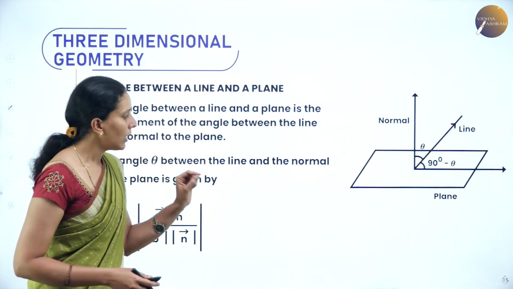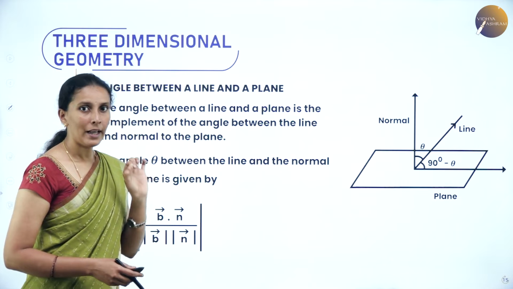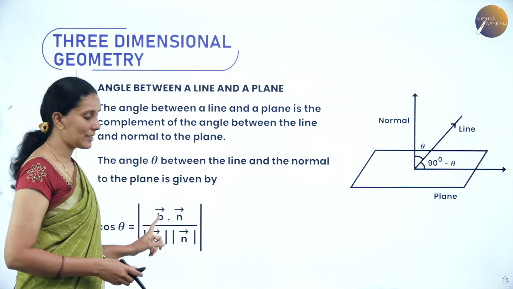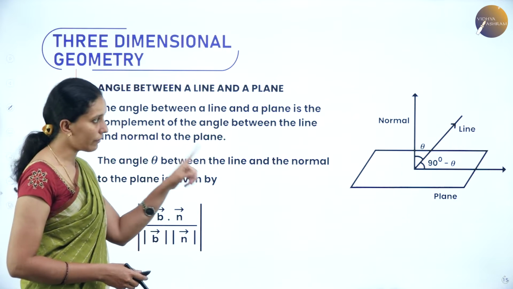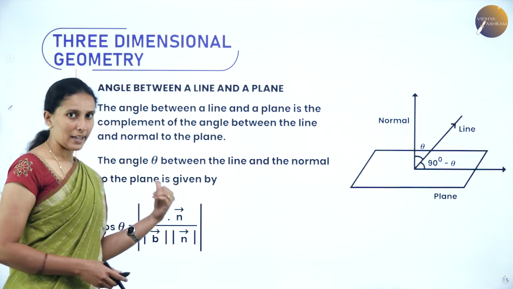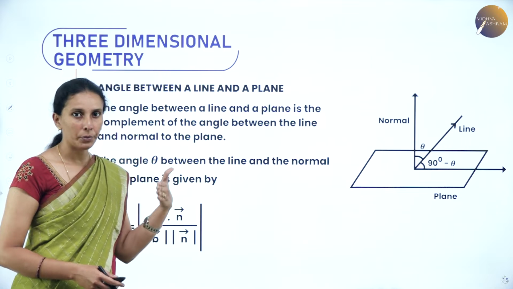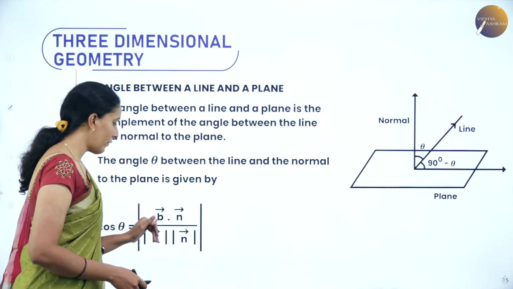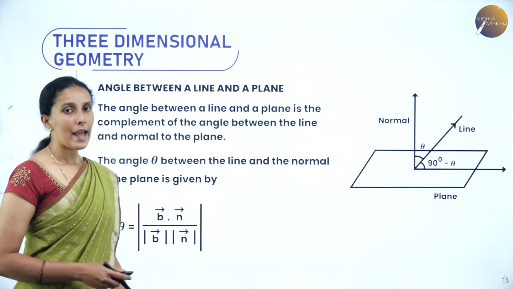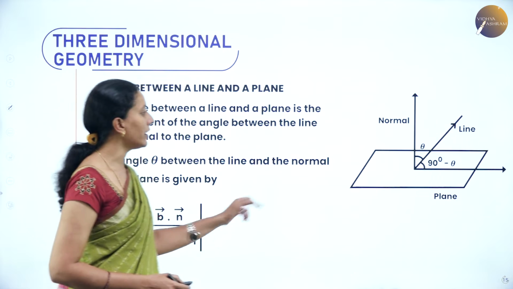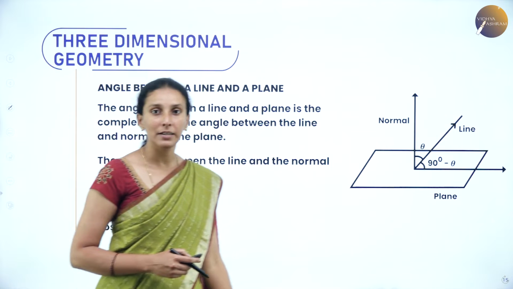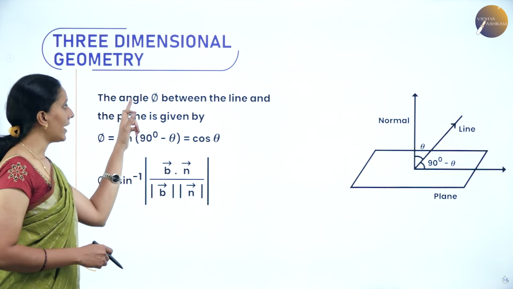So we know that the angle between two planes can be written as n1 dot n2 by modulus n1 modulus n2. If I take vector b as the direction ratios, which is parallel to the given line, and vector n cap as the normal, then the angle between the line and the plane can be taken as vector b dot n divided by magnitude of b magnitude of n. But I need here not theta, I need 90 minus theta, because the angle between the plane and the line is 90 minus theta. So that is why we take it as angle phi.